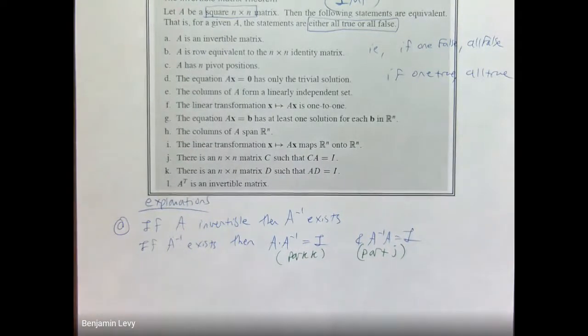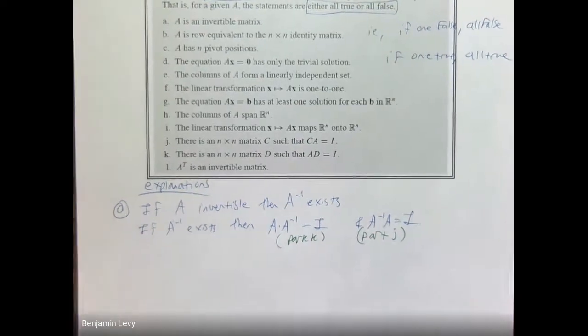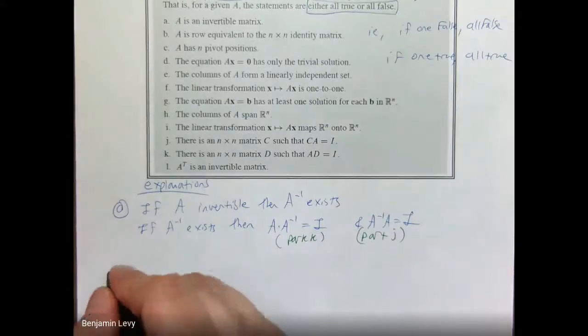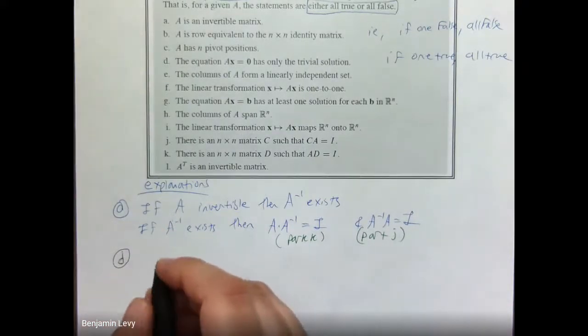Let's see what D leads us to. So D tells us that the equation AX equals 0 has only the trivial solution. So let's write that down and see if we can reason why a couple of these other things follow from that.